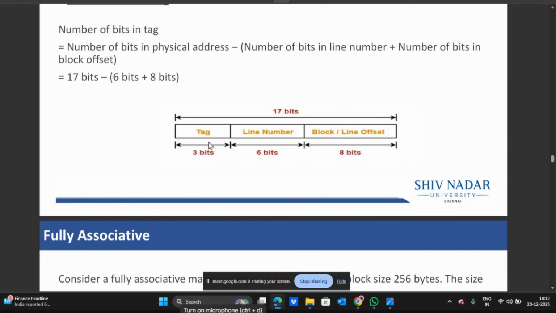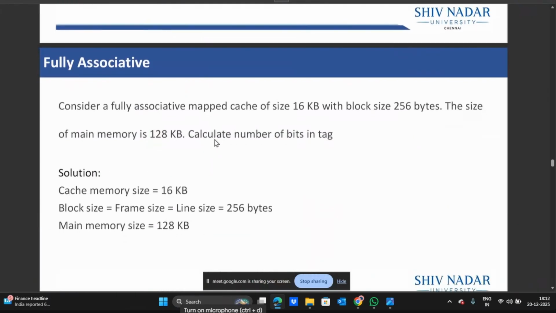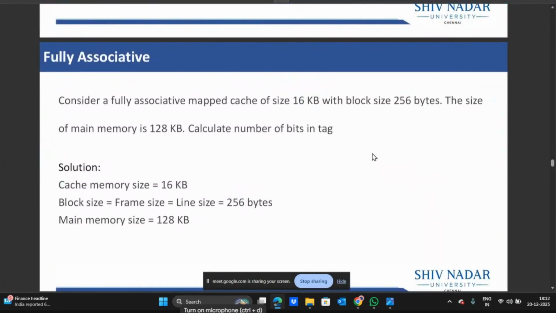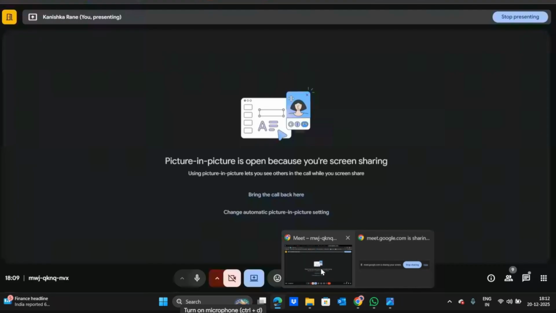For direct mapping, you have a tag, line number, and block or line offset. When you consider fully associative, there's only tag and offset. So this structure is what you have to remember. But as such, calculations will be very similar. Next, do you have any doubts in direct mapping, or can we move to fully associative?